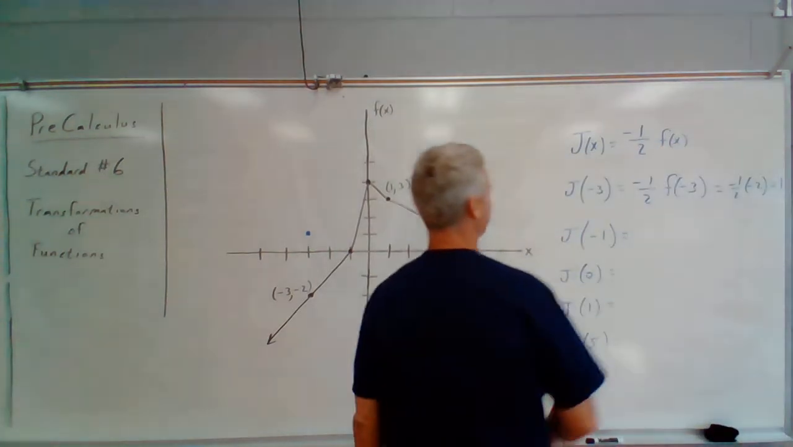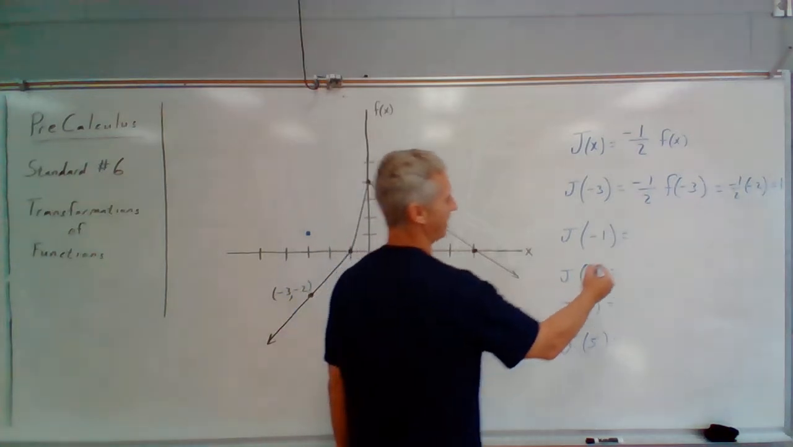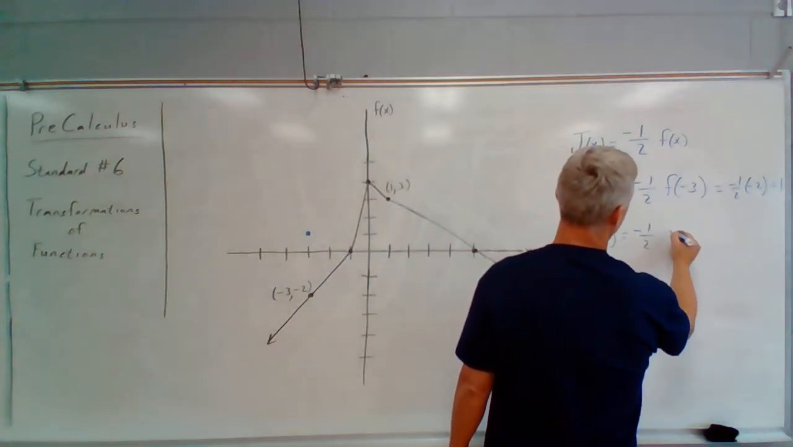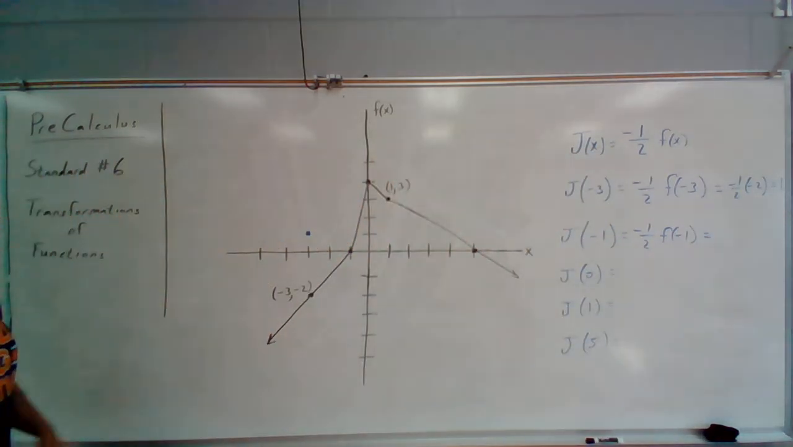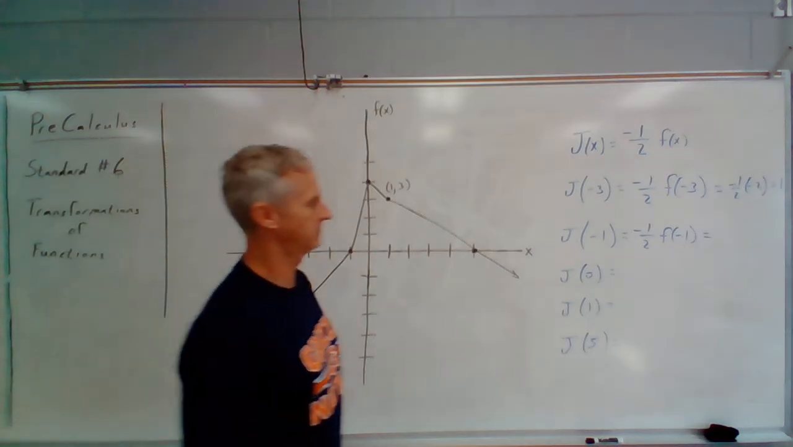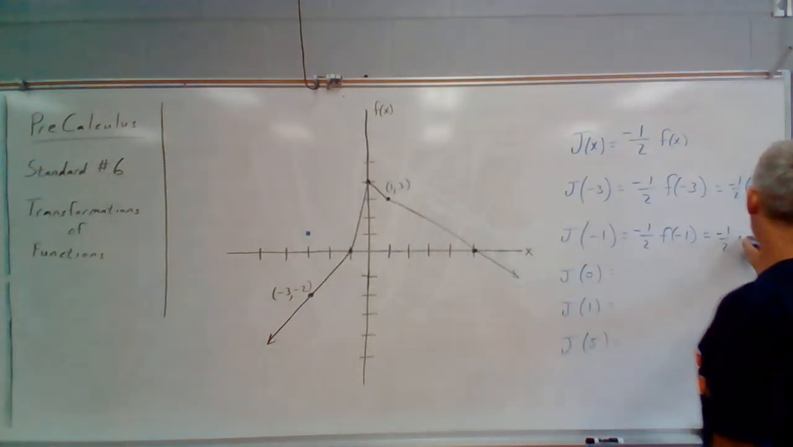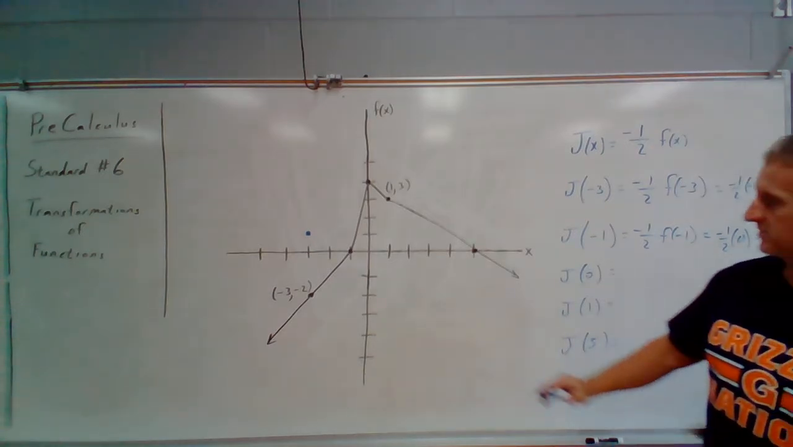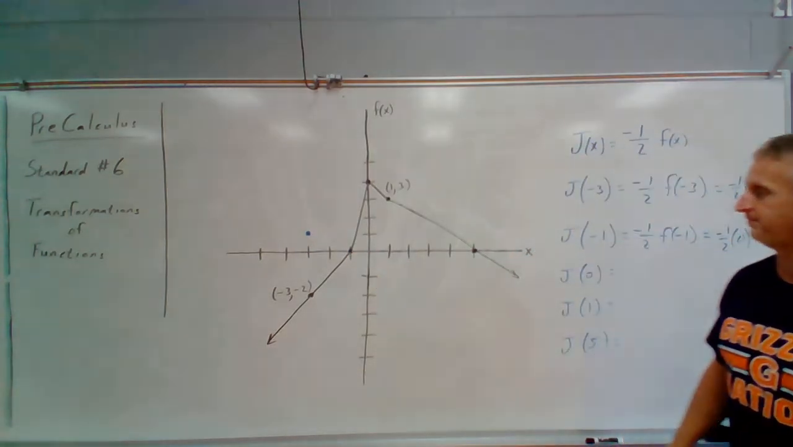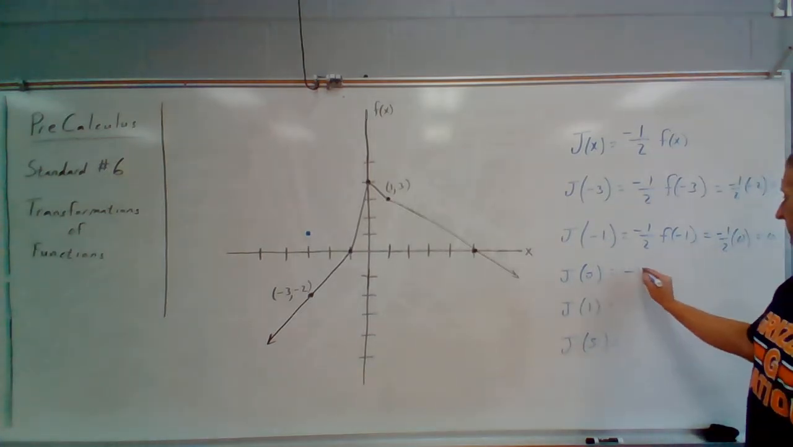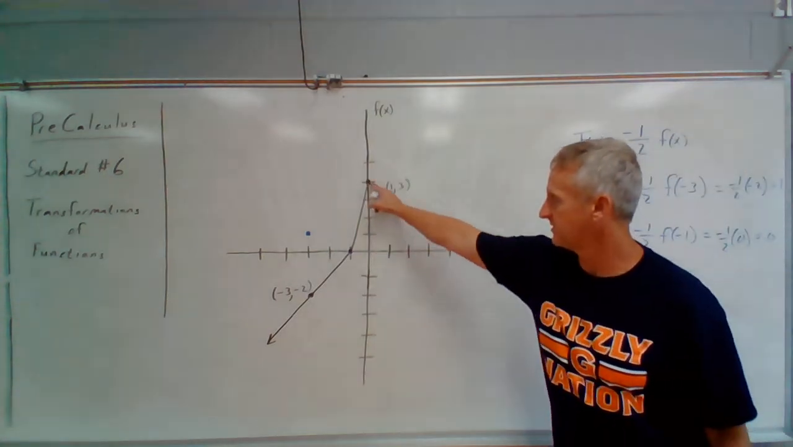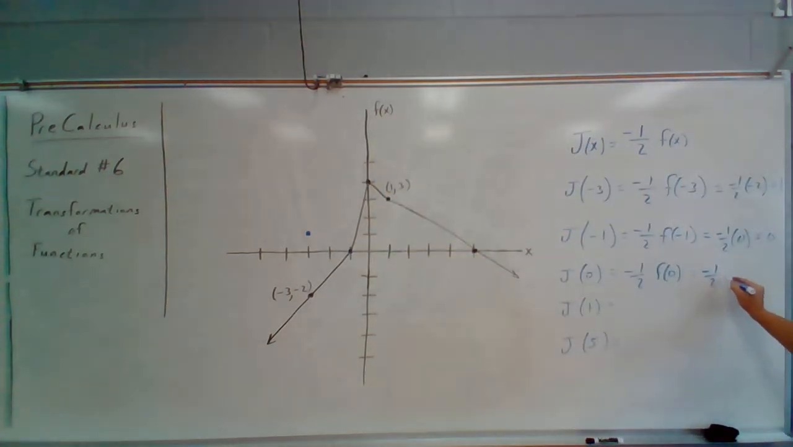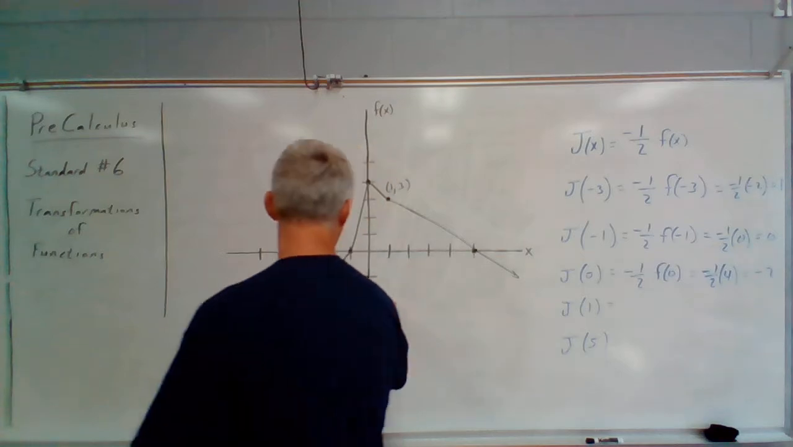All right, now put this on the right line here. J of negative 1, that'll be negative 1/2 times f of negative 1. F of negative 1 was 0. So I have negative 1/2 times 0, which would be 0. So this point will stay right there. J of 0 is negative 1/2 times f of 0. F of 0 was 4. So negative 1/2 times 4 is negative 2. So that would go here.